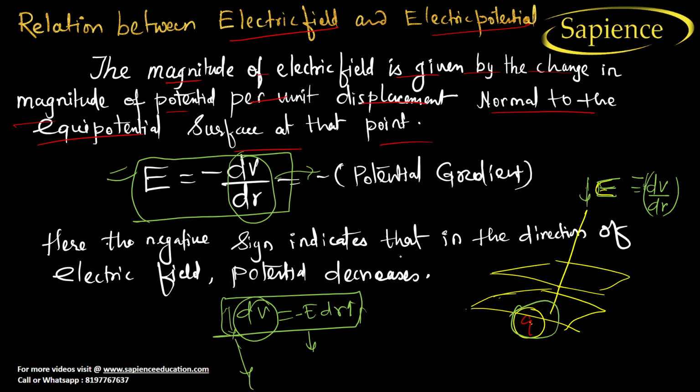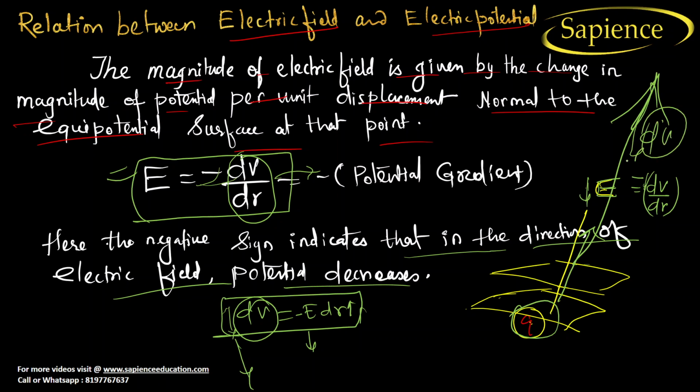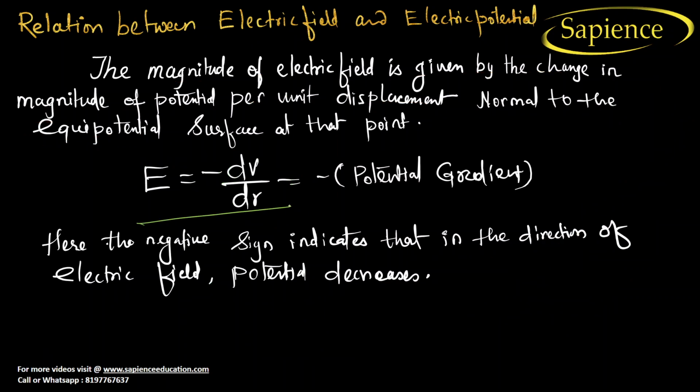Here the negative sign indicates that in the direction of the electric field, the potential decreases. That's why the negative sign is there. The negative sign is there when you go in the direction of the electric field, so the potential will decrease. So this is a very important relation. I hope you will be able to remember this, because I will use these things in the upcoming derivations.